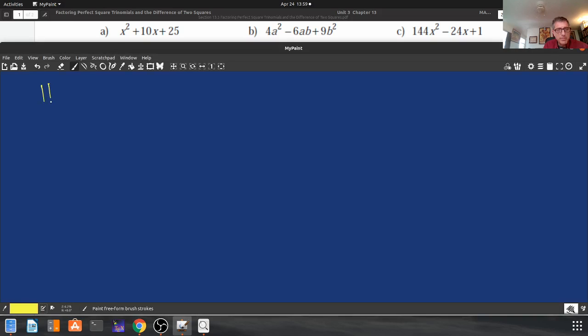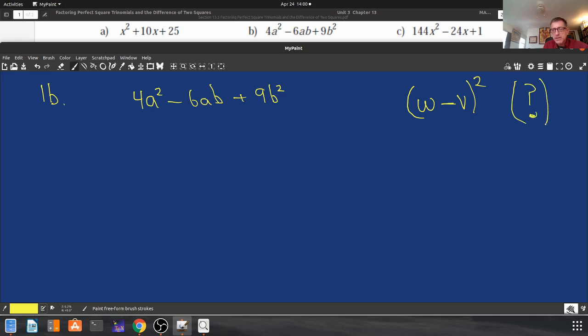So this is number 1b. So 4a squared minus 6ab. I'm going to present this just a little bit differently. So I want to know, do there exist a w and a v? So notice this is a negative here. Can I find a w and a v such that this is equal to w minus v squared? That's our question mark. And if I know that I can find my w and my v, I just write my w there and my v there and I'm done.